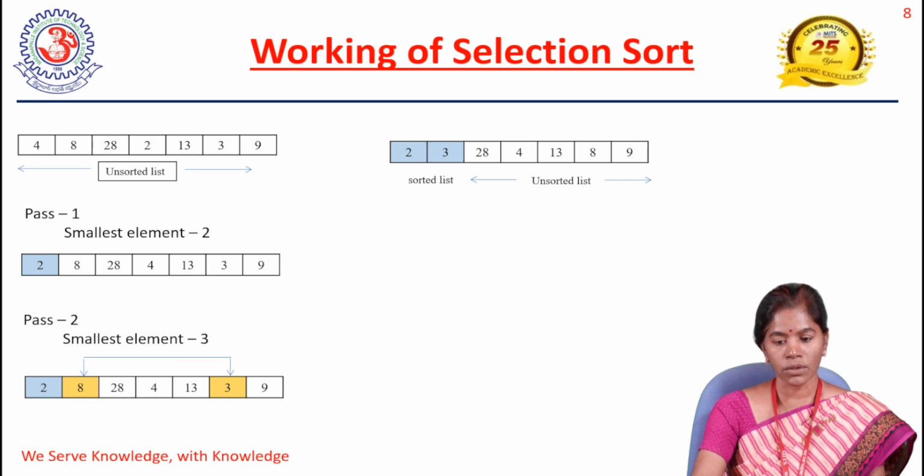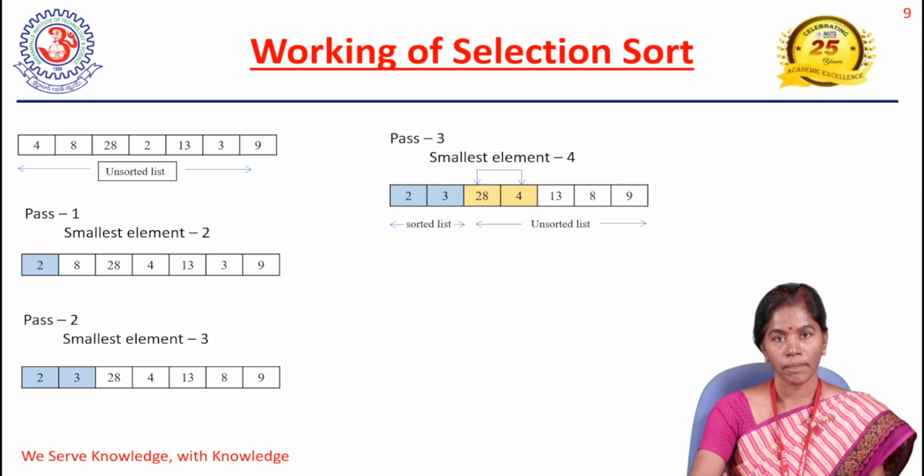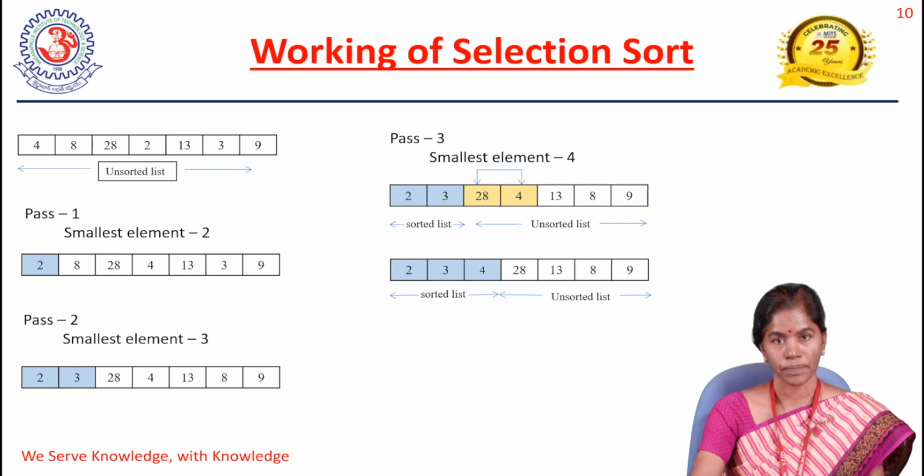In the next pass, that is pass 3, the smallest element of the unsorted list is 4 and the first element of the unsorted list is 28. 28 and 4 should be swapped. That becomes a sorted list, and the remaining list is unsorted.